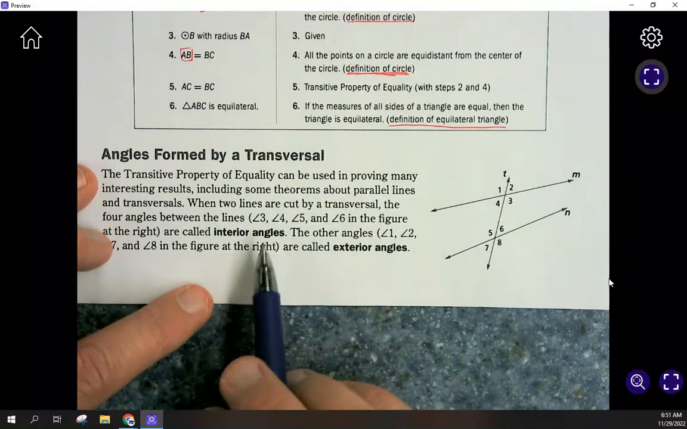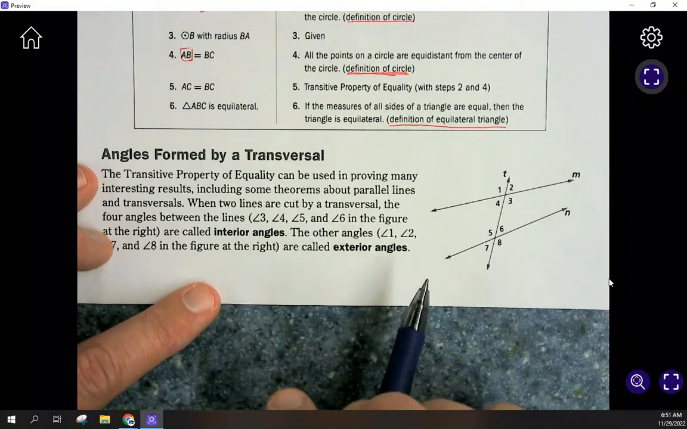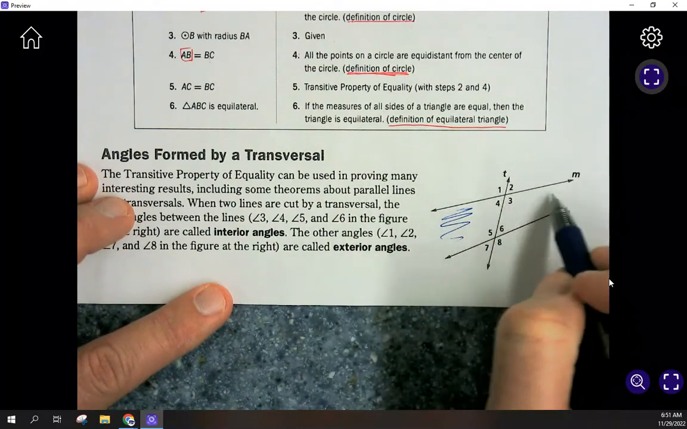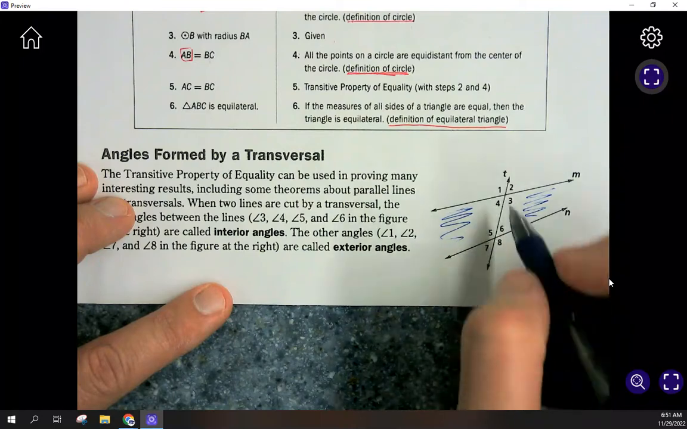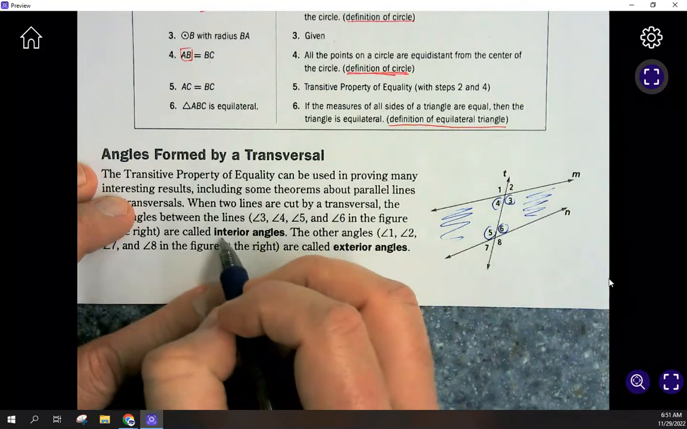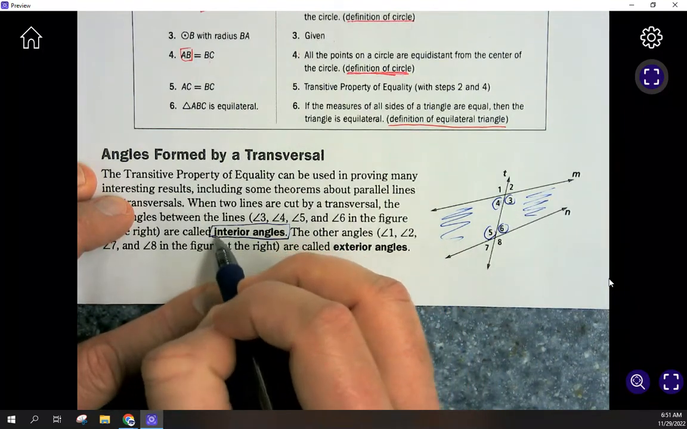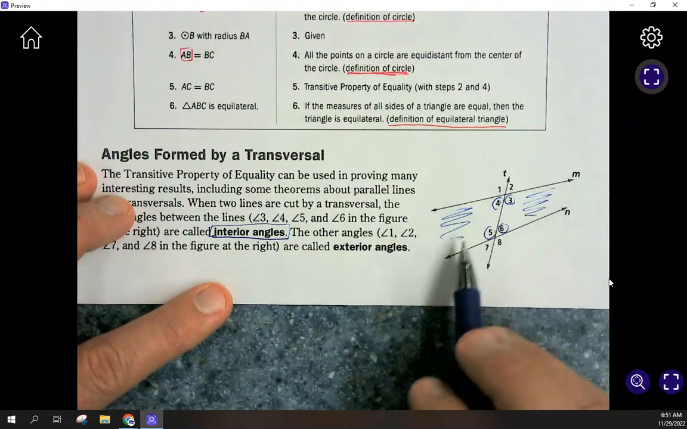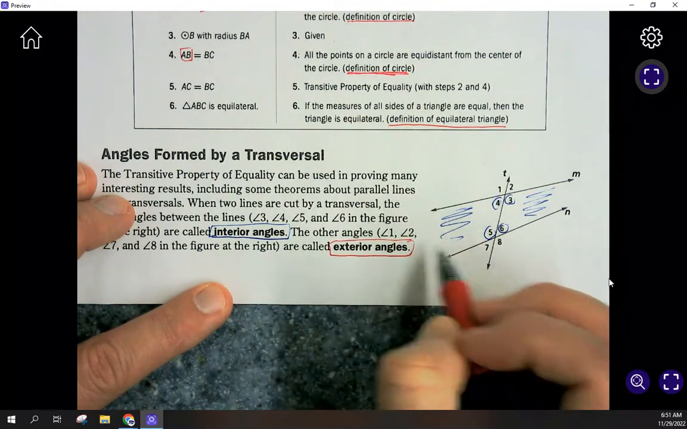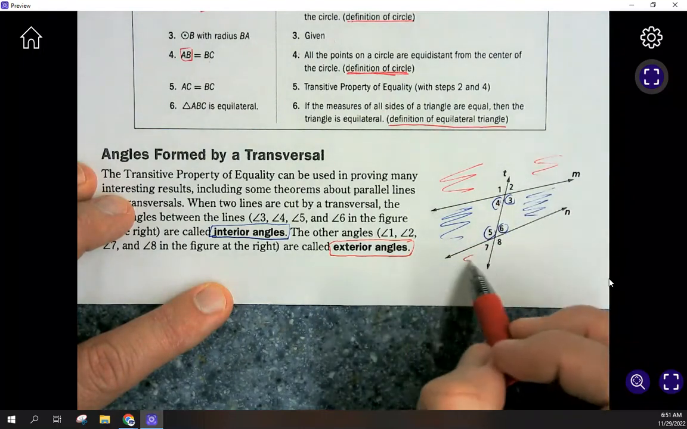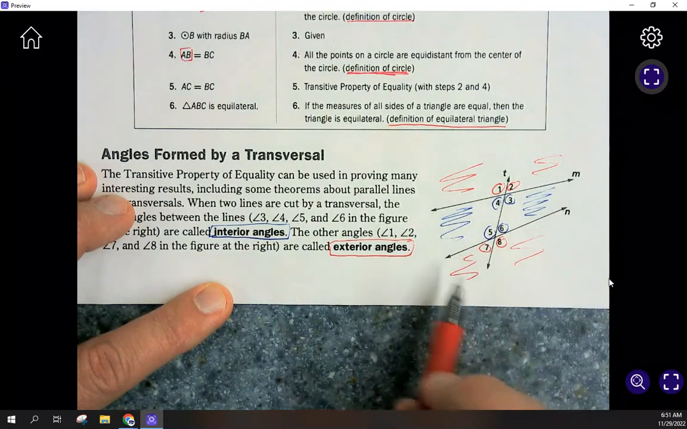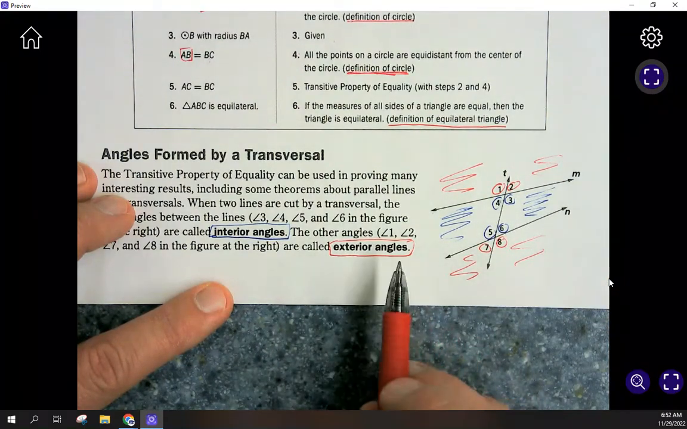First thing we want to talk about here is the difference between interior and exterior. Should make a lot of sense. You've got these two lines. Everything between them, all of those angles, so 4, 3, 5, 6, those are called interior angles because they're inside those two lines. Exterior angles are going to be on the outside. Everything out here. So 1 and 2 and 7 and 8. Those are your interior and your exterior.